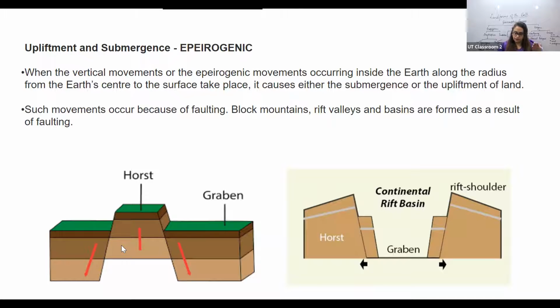Next point, write down vertical movements. Vertical, you understand? This is vertical and this is horizontal. Upward, yes, like this. So vertical movements. Then write down block mountains. Rift valleys. Same point, right? So all three examples. Rift valleys and basins.